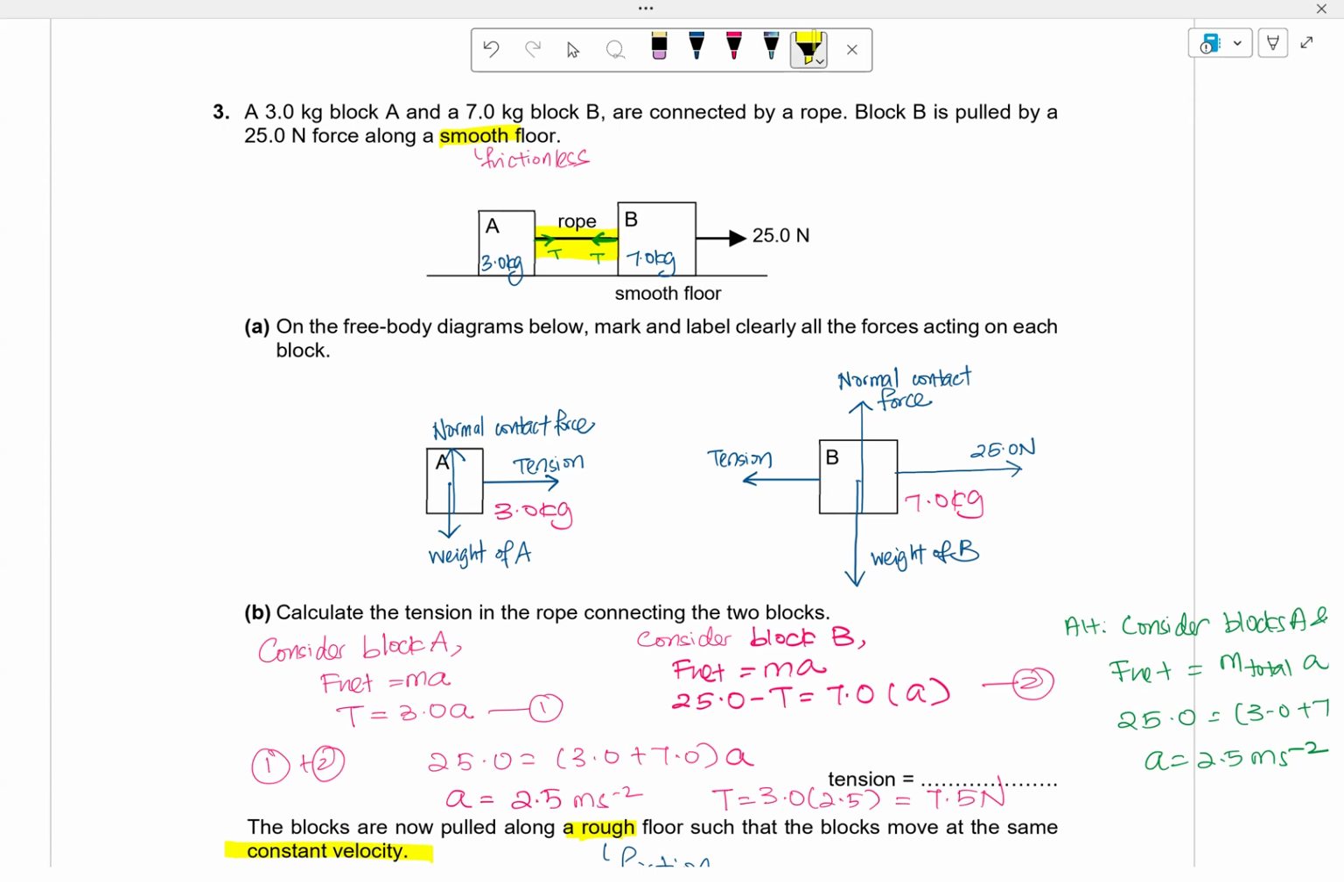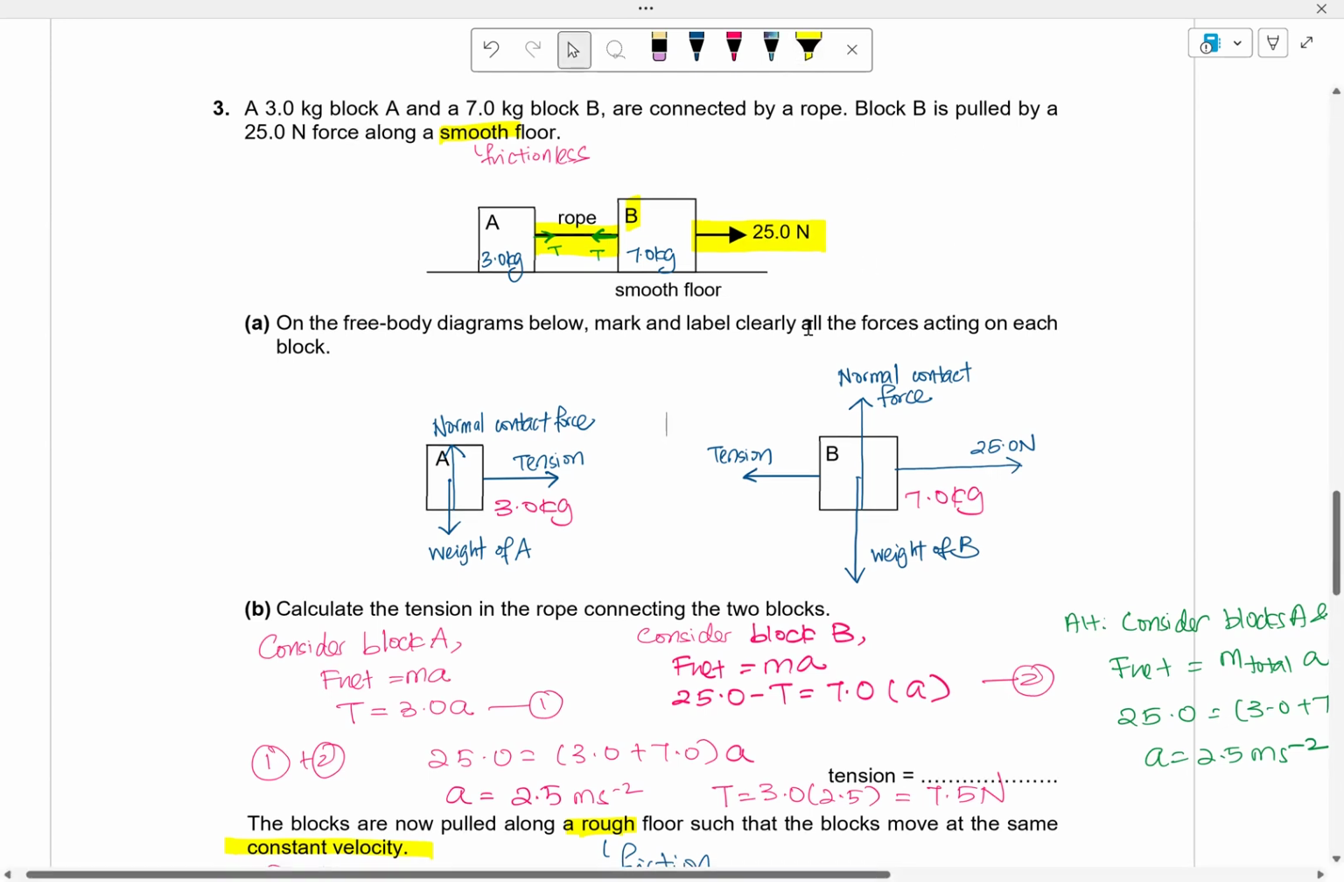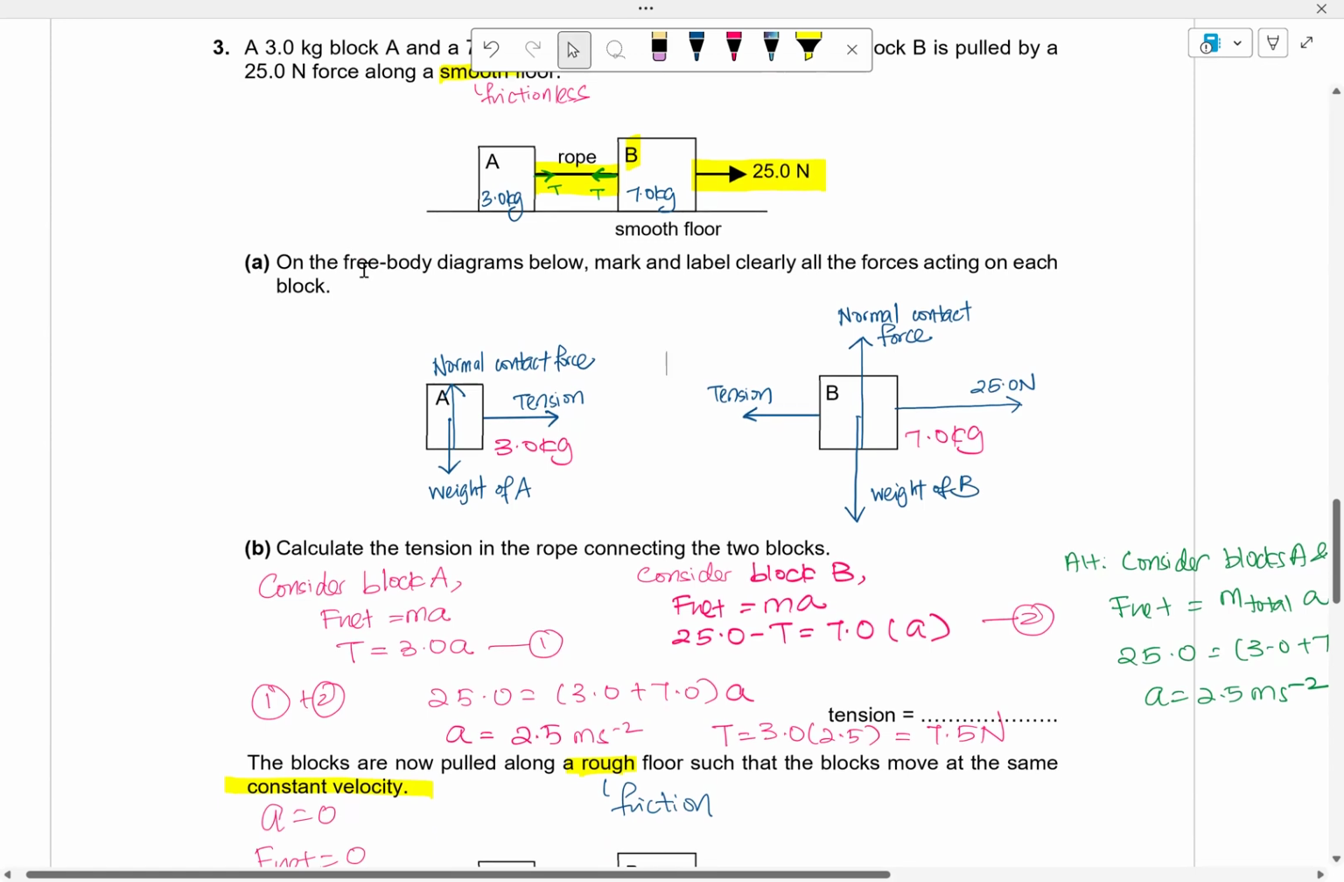Both A and B will experience a tension which is directed away from the blocks. And block B is also experiencing a force which is directed towards the right-hand side. The magnitude is given as 25 newtons. So we have to draw the free body diagram for blocks A and B.